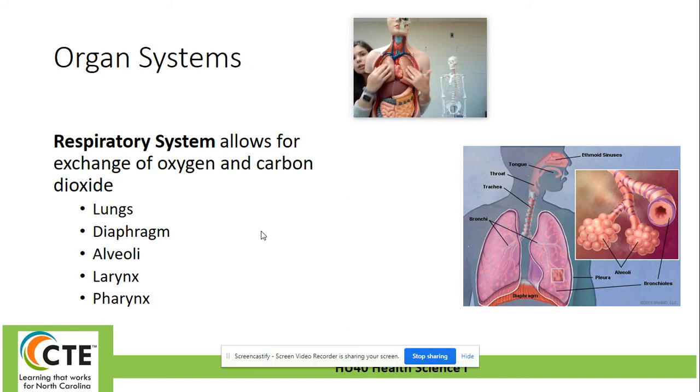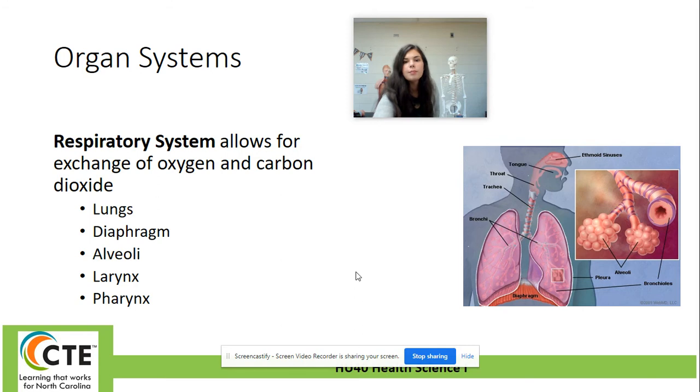Right here, we have our lungs, okay? So your lungs are a big part of your respiratory system. And then right underneath your lungs is where that diaphragm would sit, and it contracts and relaxes to let your lungs expand and let in air. Okay?